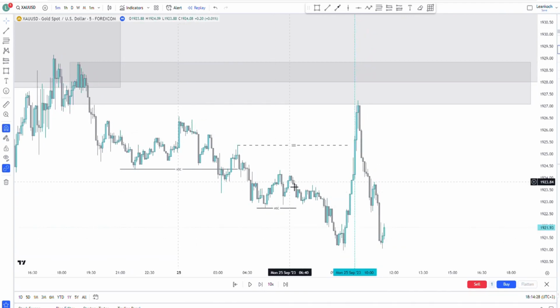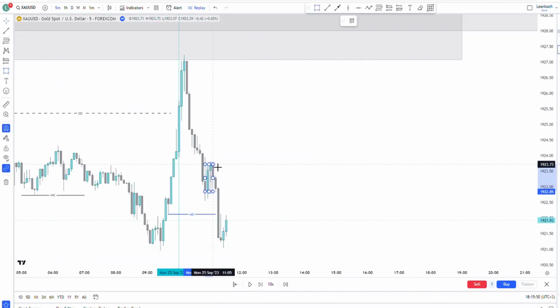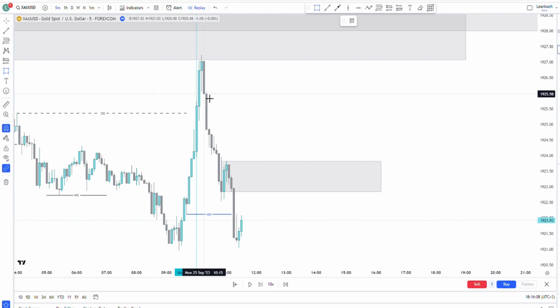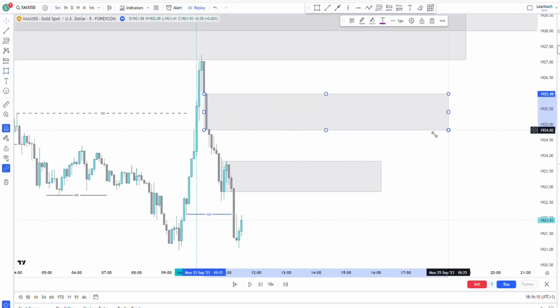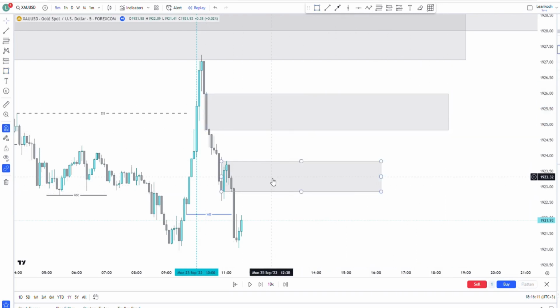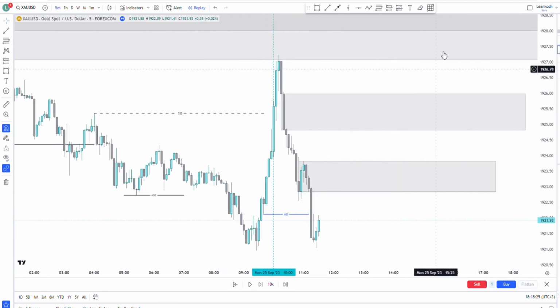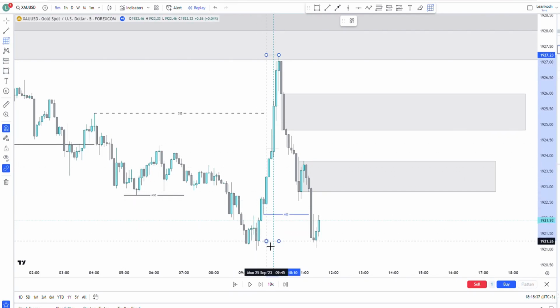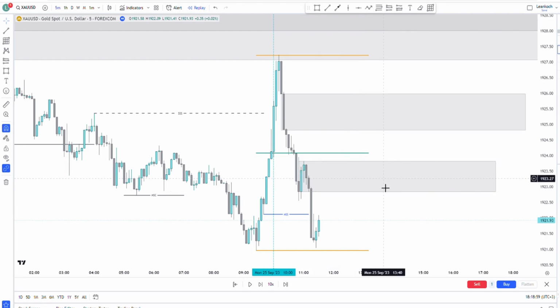Now you can see that we've had a massive push down, and there's likelihood that price might come back to retest this fair value gap up here, or it might just retest this level and continue down. Now here is where we want to establish which zone is premium and which one is discounted. This zone is discounted and this one is premium. So this will form my high probability.